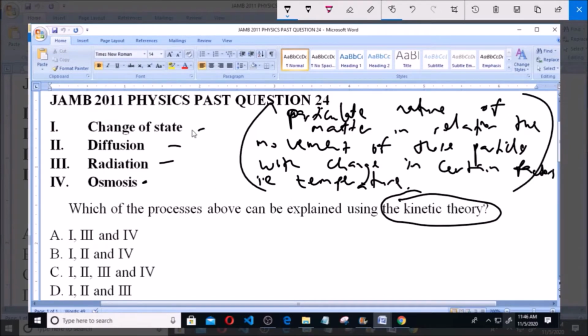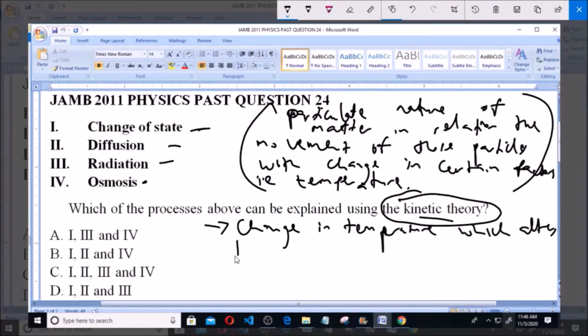Now, one says change of state. Change of state can actually be explained using the kinetic theory, as the change of state according to kinetic theory has to do with change in temperature, which alters the movement of the particles by altering the intermolecular forces of attraction between these particles.